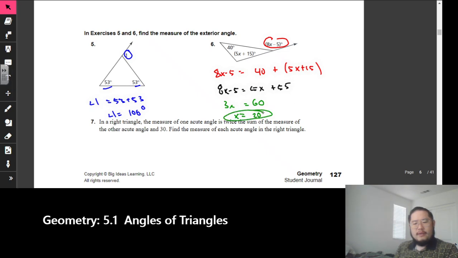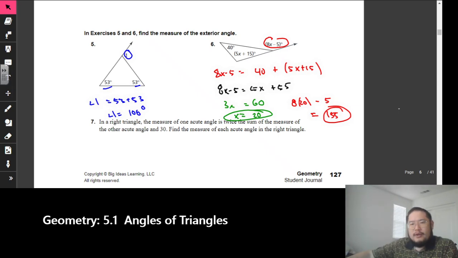Now, that is x, but it's not our actual answer because they said find the measure of the exterior angle. So right here, the tricky thing is making sure at the end you take x, you plug it into the exterior angle, which is 8x minus 5, and solve it out. So 8 times 20 is 160 minus 5, that equals 155. And that right there is our actual answer.